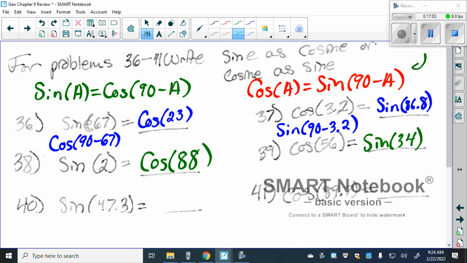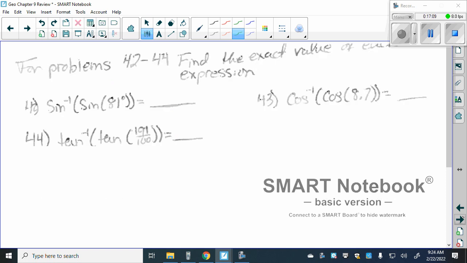And again, I'd make sure that I have those two equations written down in this section. Find the exact value of each expression. We could plug this in.